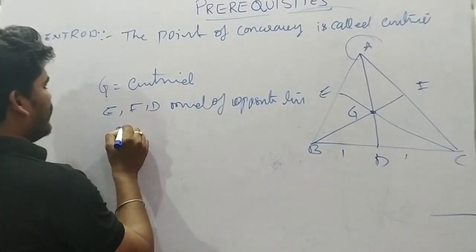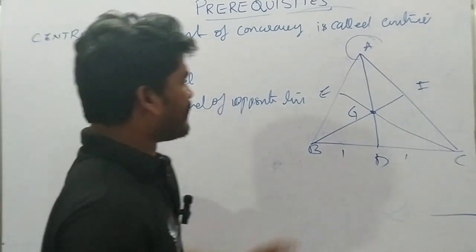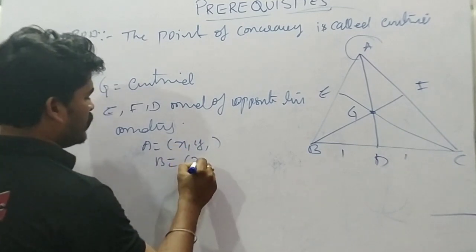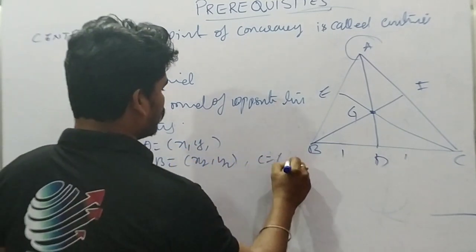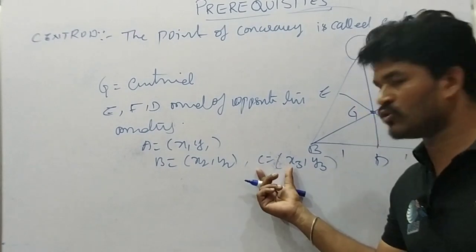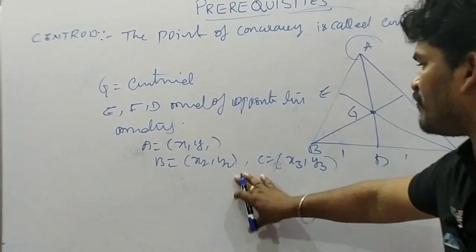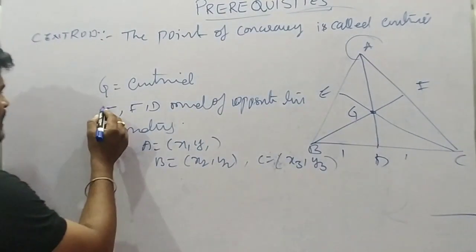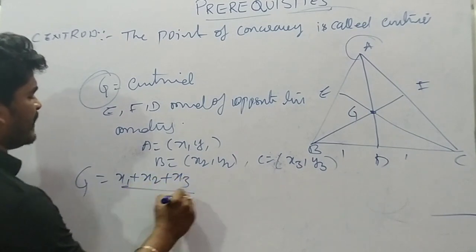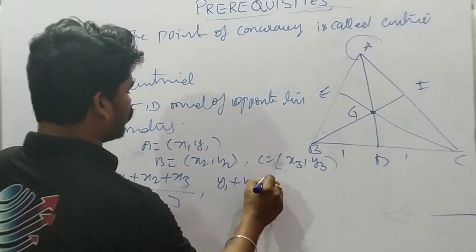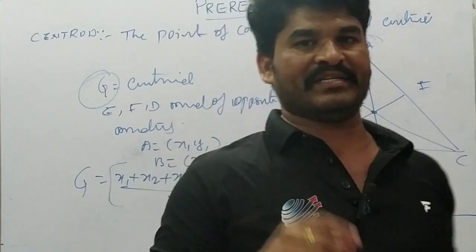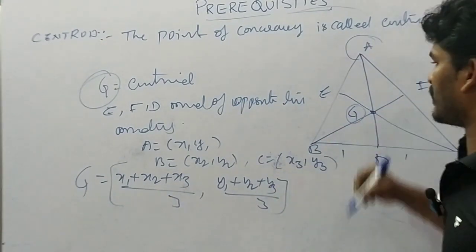From this diagram, assume that A equals (x1, y1), B equals (x2, y2), and C equals (x3, y3). From these three points, the centroid G equals ((x1 plus x2 plus x3) divided by 3, (y1 plus y2 plus y3) divided by 3). So this is the centroid, the center point.